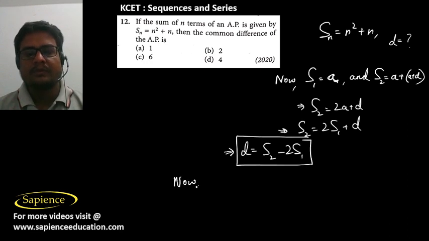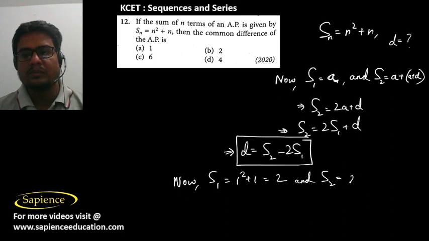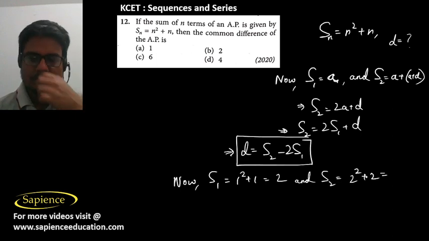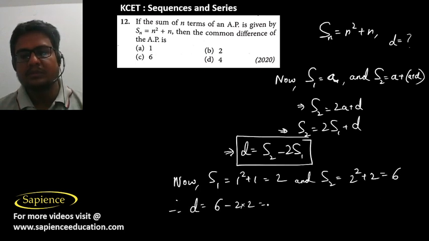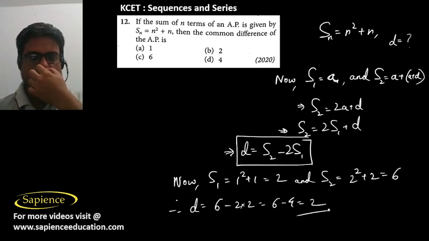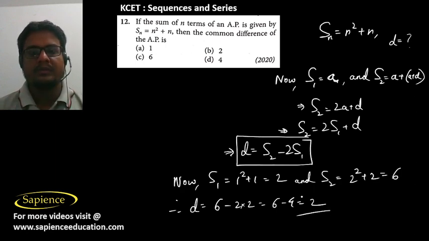So now for S1, I have to put n equal to 1, so this is 1 square plus 1, that is equal to 2, and S2 will be equal to 2 square plus 2, that is 4 plus 2, that is 6. So therefore D will be equal to S2 minus 2 into S1, that is 6 minus 2 into 2, that is 6 minus 4, that is equal to 2. So the common difference is 2. So option B is the correct answer.